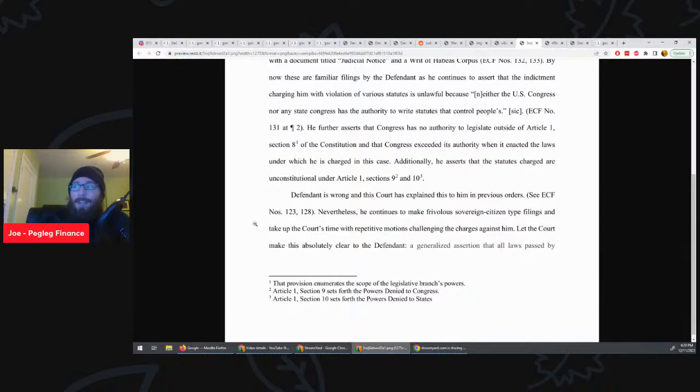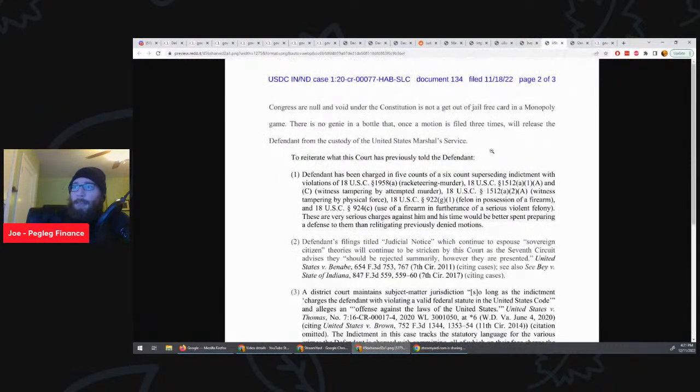Nevertheless, he continues to make frivolous sovereign citizen type filings and take up this court's time with repetitive motions challenging the charges against him. Let the court make this absolutely clear to the defendant. A generalized assertion that all laws passed by Congress are null and void under the Constitution is not a get out of jail free card in a Monopoly game. There is no genie in a bottle that, once a motion is filed 3 times, will release the defendant from the custody of the United States Marshals Service.